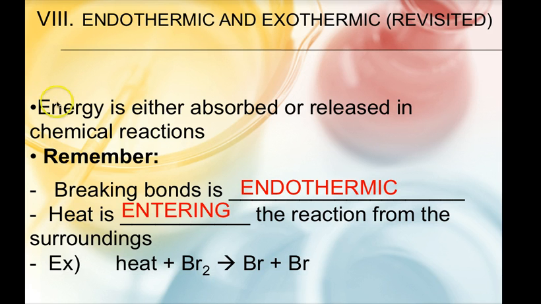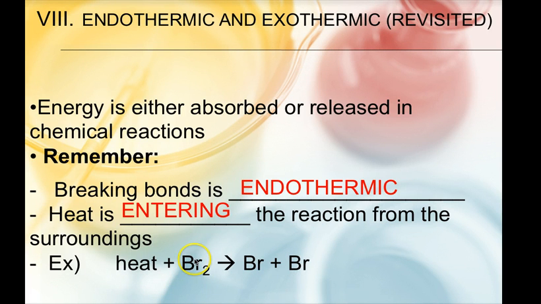At the bottom of this, you'll notice that there is an example of a reaction. What you should take note of is, first of all, the reactants are on the left side of the equation. Products are on the right side. Notice that heat is on the left side, so it's a reactant. That indicates that heat is being absorbed. So that's one way of telling that this reaction is endothermic.